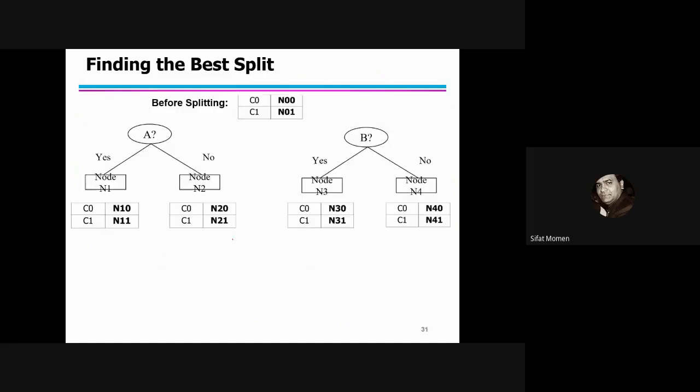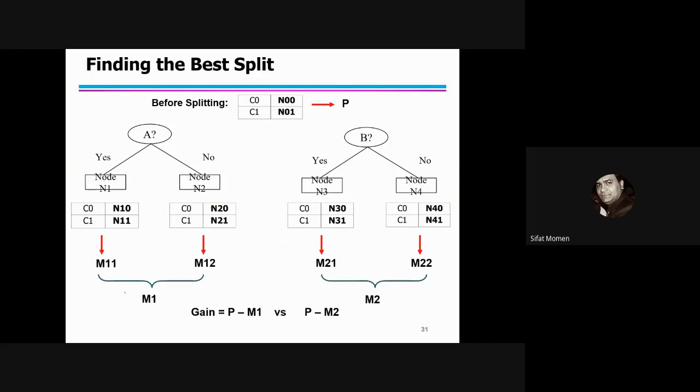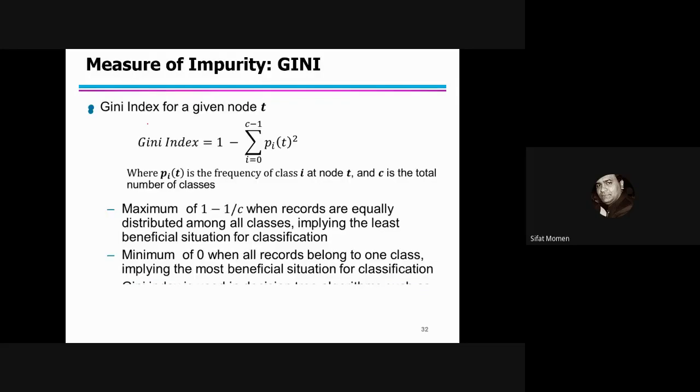And then we went on to see this idea. Before splitting, you find the impurity level. Then after splitting, you find the impurity level for each of these nodes. And from there, you find the weighted impurity. And then the gain would be P minus M1 if you are using the attribute A, and it would be P minus M2 if you're using the attribute B. Then you compare between them. Whichever has the higher gain, that's the attribute that you use to split. So these are the things we discussed in the last class.